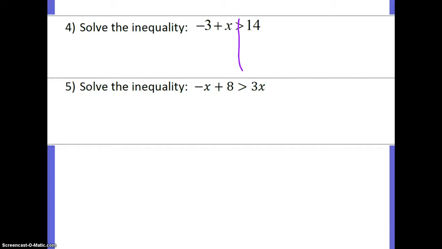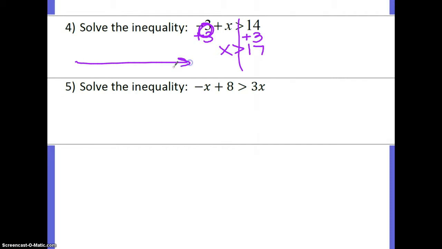Finishing up these questions. So if you have negative 3 plus x, we need to get rid of the negative 3. So to get rid of negative 3, you add 3 to both sides. 0, x. I did not divide or multiply by a negative, I just bring down my sign. 14 plus 3 is 17.